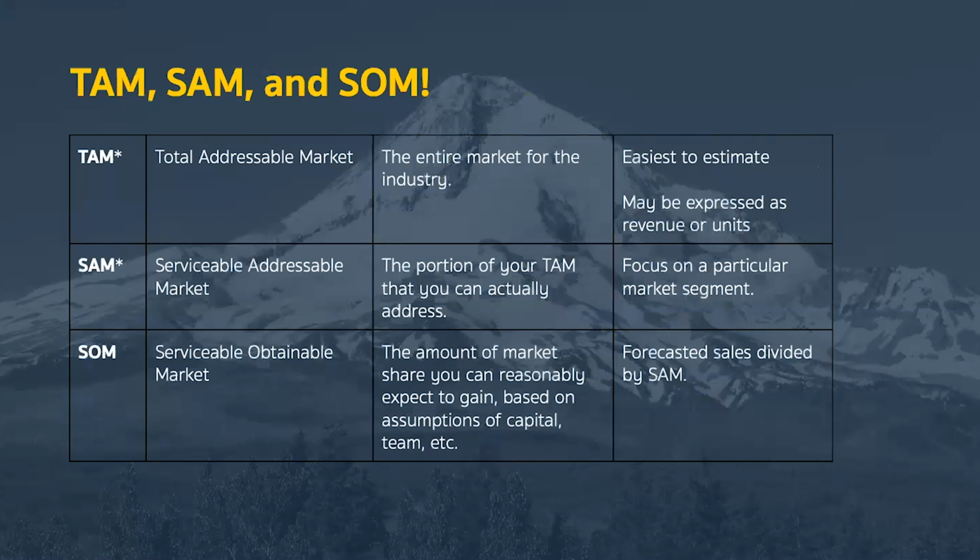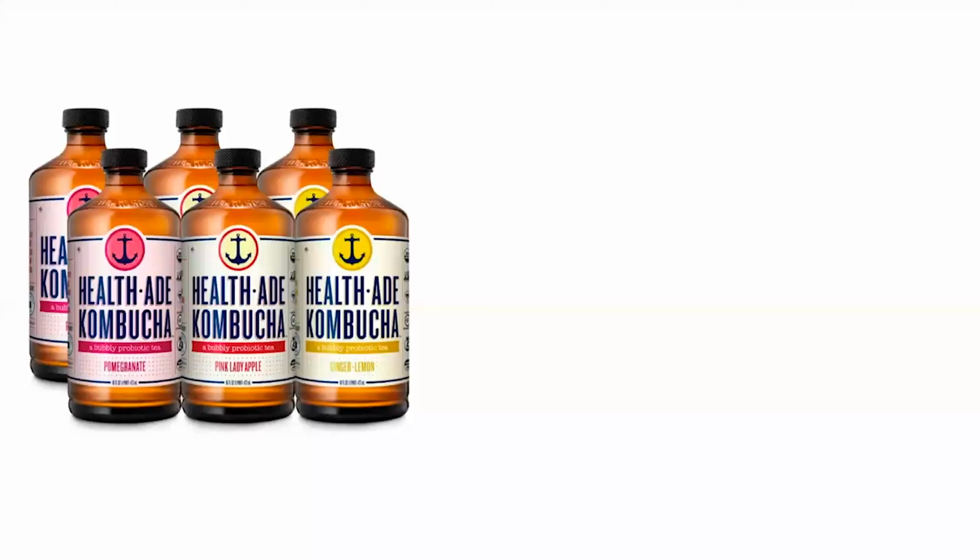SAM, serviceable addressable market, is the portion of your TAM that you could actually address. We want you to focus on your particular market segment or your customers or your go-to-market strategy and then figure out what the serviceable addressable market is if you were able to capture all of the customers in your particular segment. SOM, serviceable obtainable market, is the amount of market share that you could reasonably expect to gain based on a number of different assumptions about your team, your product, and just general trends on the market and on your competitors. SOM is basically your sales divided by the SAM. It is a percentage of the SAM. Let's break this down a little bit further.